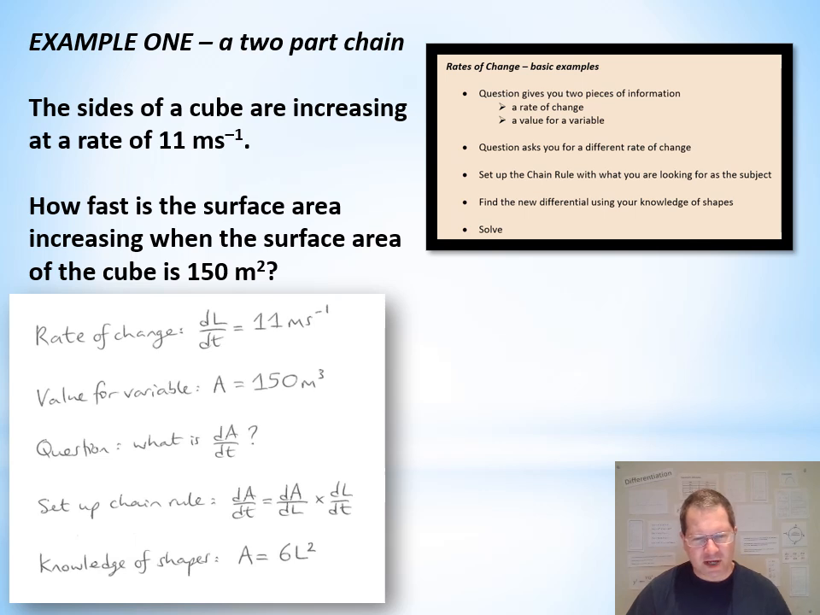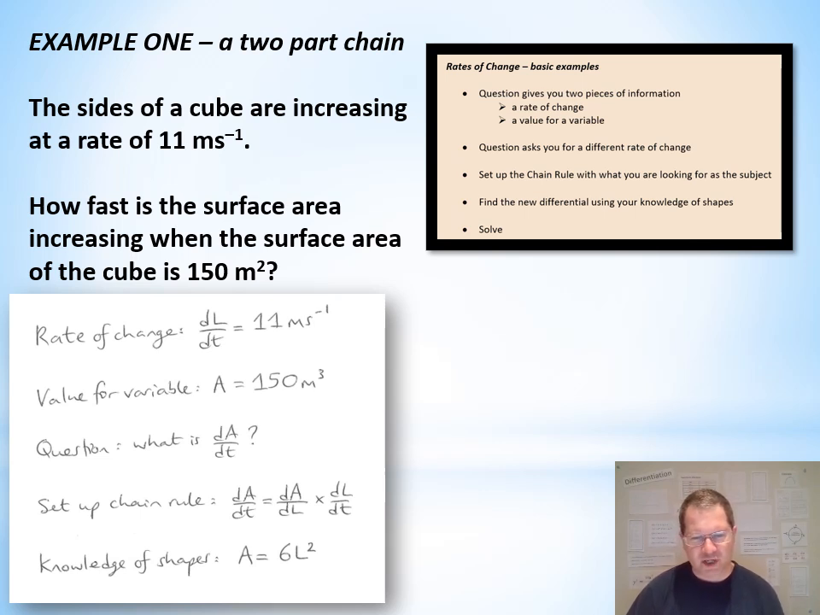So we want to find dA by dt, and as we know, we can write it using the chain rule as fraction multiplication. So for example, dA by dL times dL by dt. We've already been told what dL by dt is. It's 11, so that makes sense that we need to include that. And that means that we would need dA by dL to complete the chain rule.